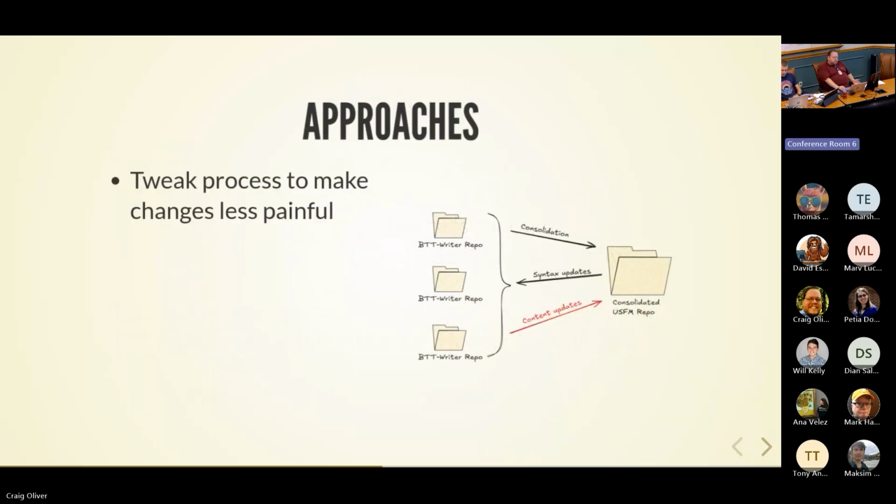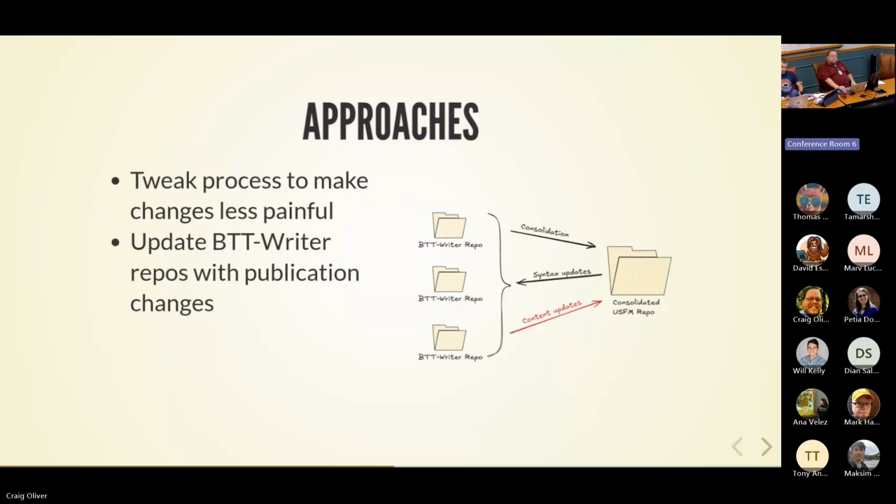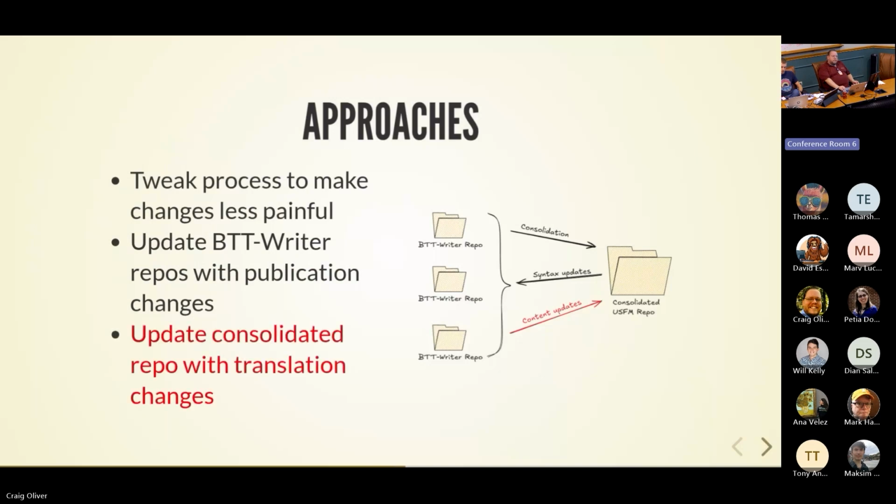So there's a few approaches. One approach that Ruben suggested was to maybe look at the process itself to make changes less painful. Could we focus maybe on doing the content changes first, having the translation teams work those, and then we do syntax as a second step? I thought that's a good idea. It's something we should look at. Then there's updating the BTT writer repos with publication changes, and then pulling these back.